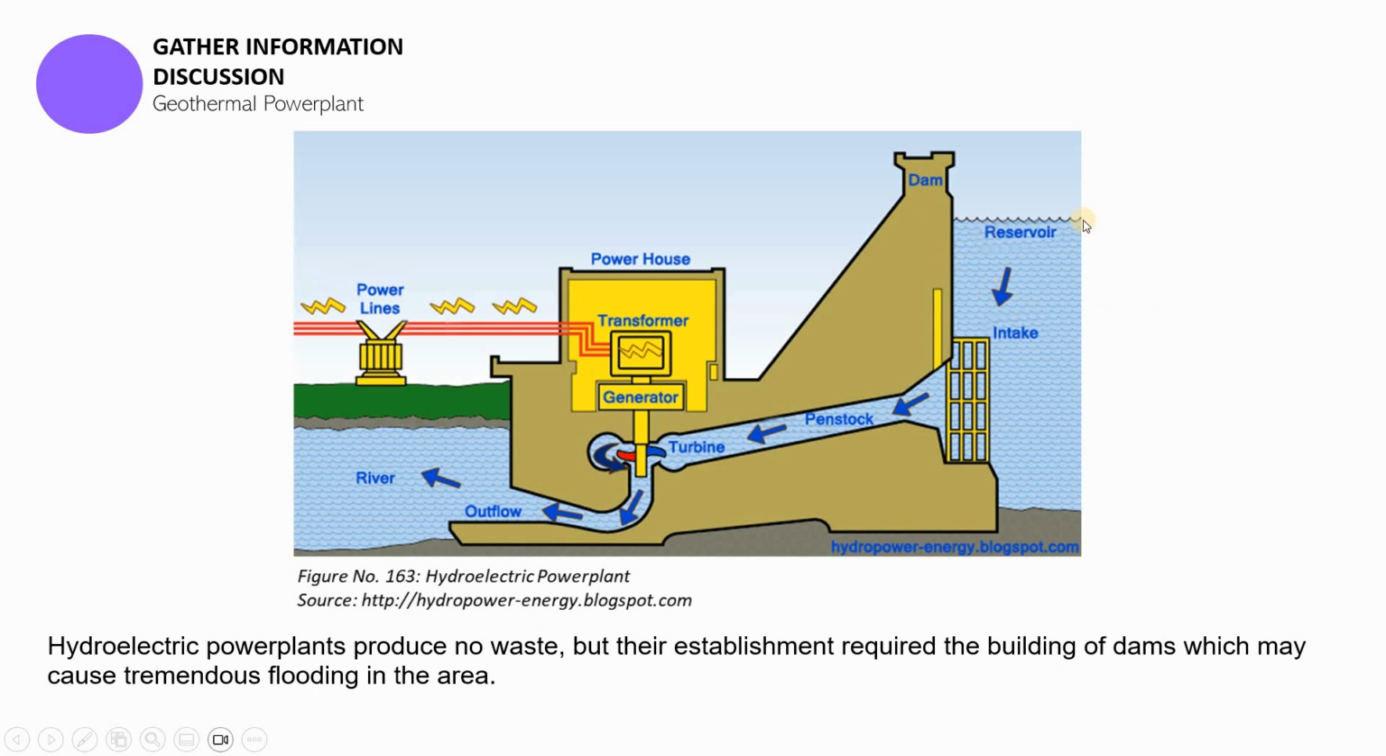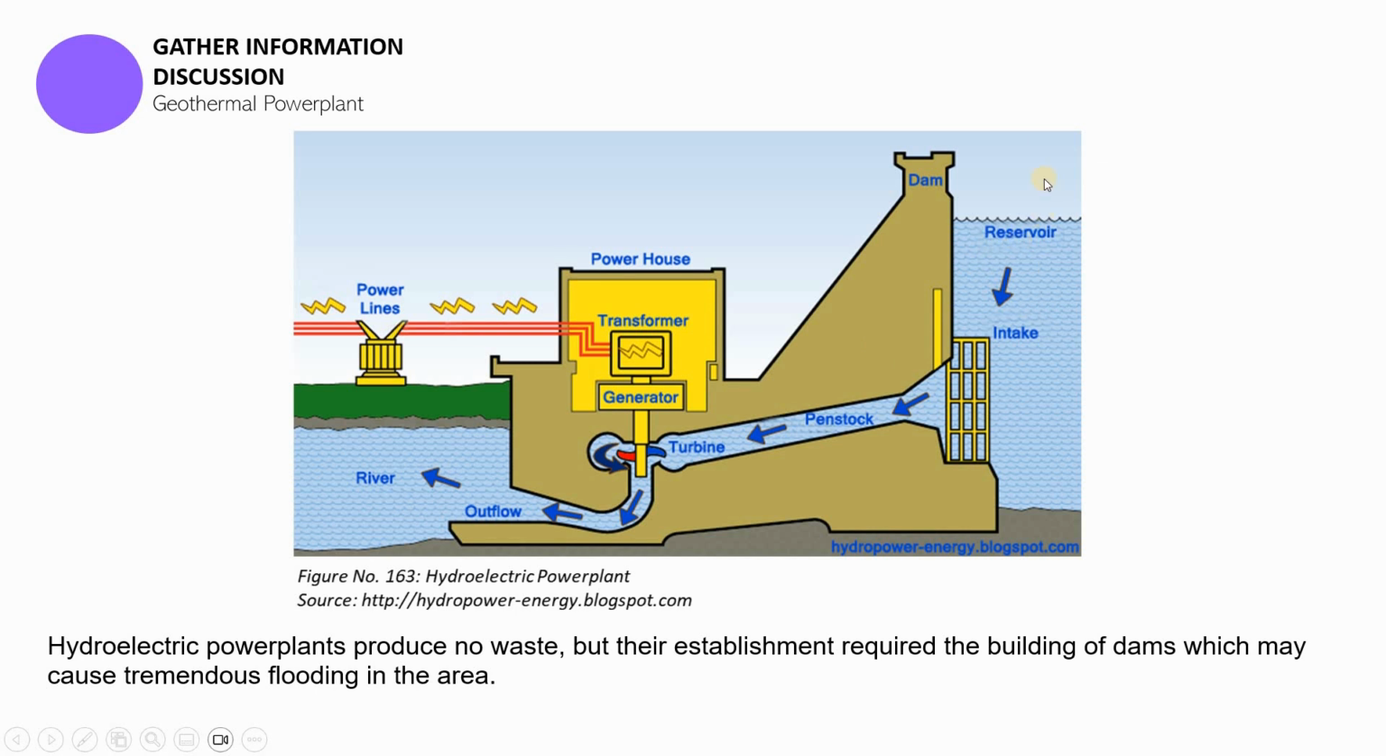These power plants produce no waste, but their establishment required the building of dams which may actually cause tremendous flooding in the nearby area. So ito kasing area na to, it's elevated. So if ever kasing mag-fill up talaga siya ng sobra-sobra ng tubig, it might result to flooding areas here over here sa may bandang end dito. Kasi actual houses, residential areas are sometimes built near rivers over here.